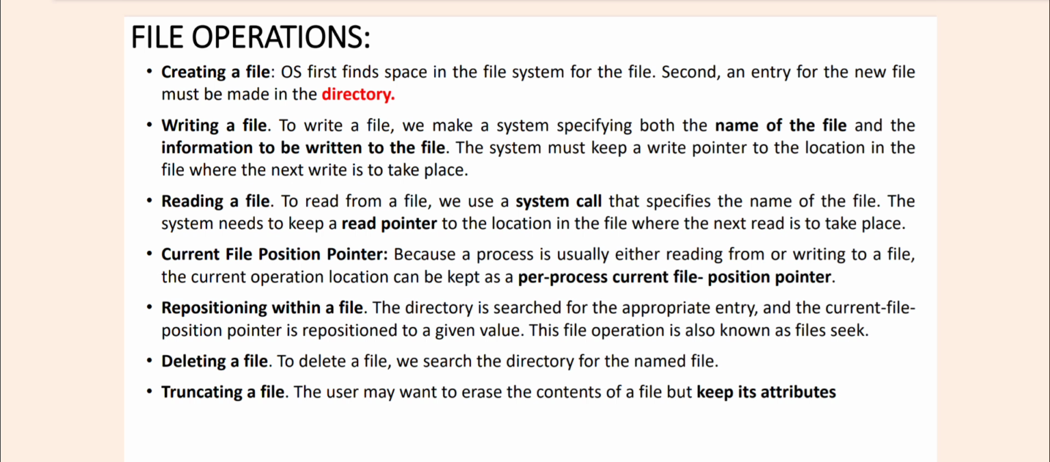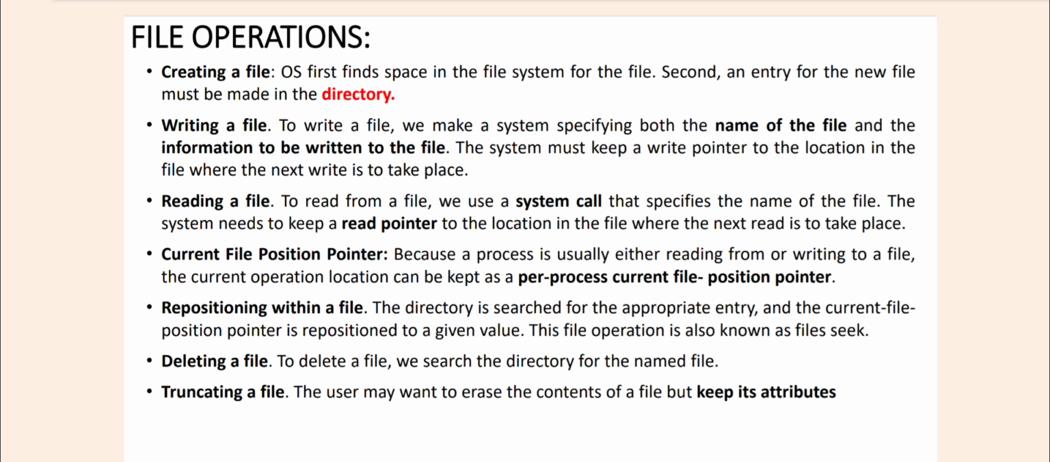Reading is to retrieve data from the file. Next one is the current file position pointer. Because a process is usually either reading or writing to a file, the current operation location can be kept as a per process current file position pointer. These are all very basic things.